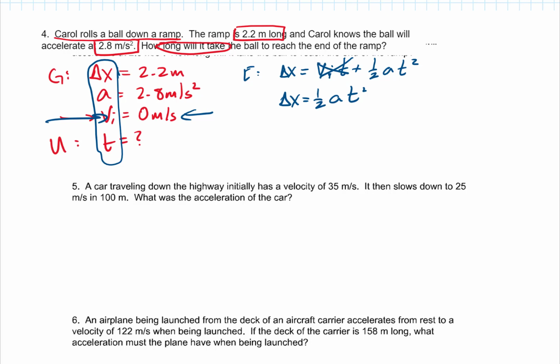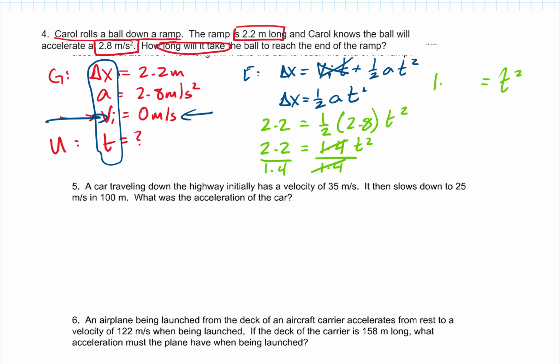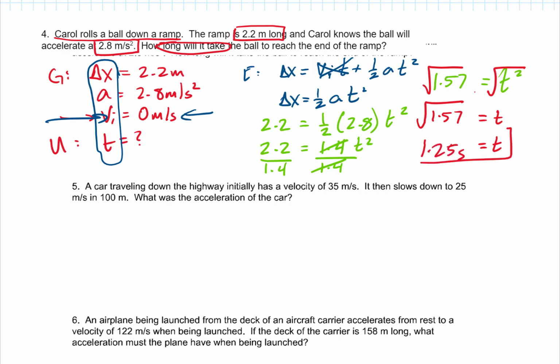So I'm going to go ahead and plug in my numbers. So delta x, 2.2 meters, is equal to 1/2 times the acceleration of 2.8 times the time squared. So 2.2 is equal to 1.4 times time squared. We'll divide both sides by 1.4. Time squared is equal to 2.2 over 1.4, which is 1.57. And then in order to find time, I'm going to square root both sides. So time is equal to the square root of 1.57, or time comes out to be 1.25 seconds.